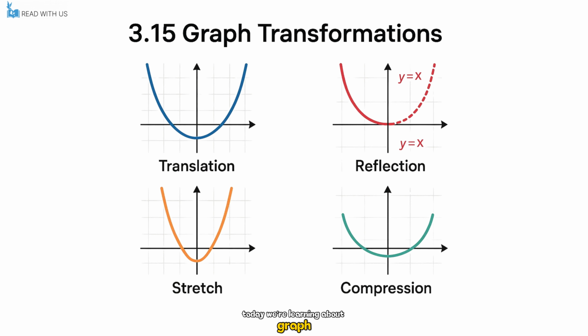Today we're learning about graph transformations. Graph transformations are ways of changing the position or shape of a graph by applying certain rules. These include translations, reflections, stretches, and compressions.